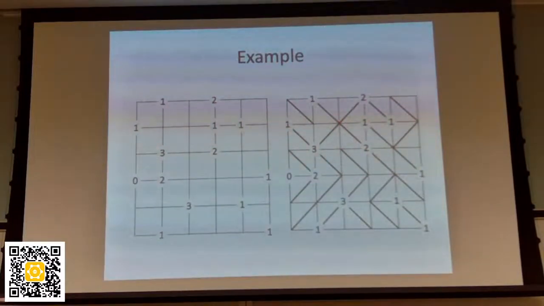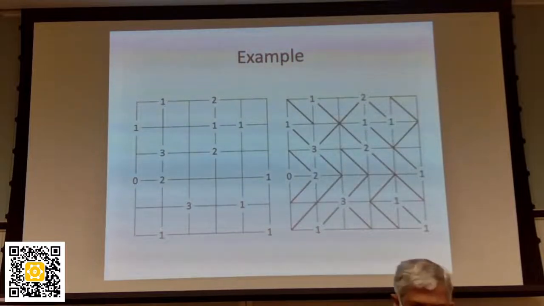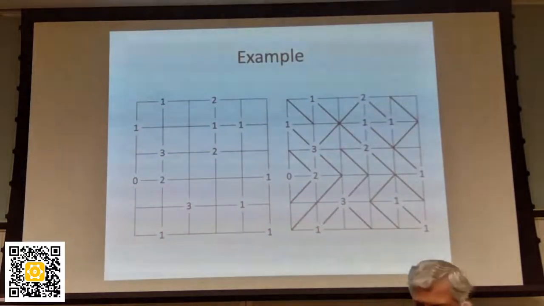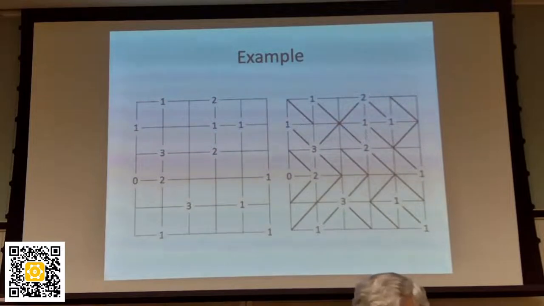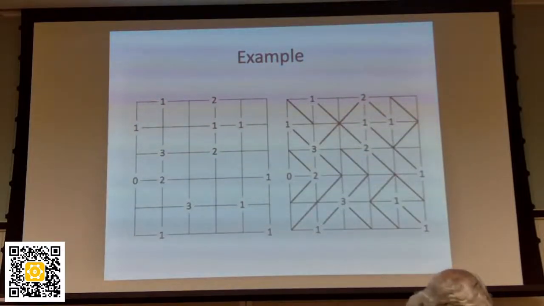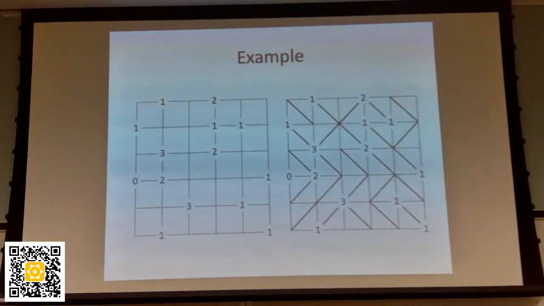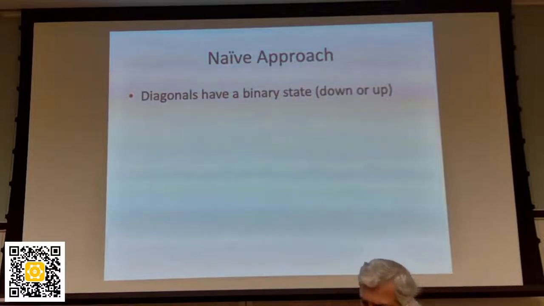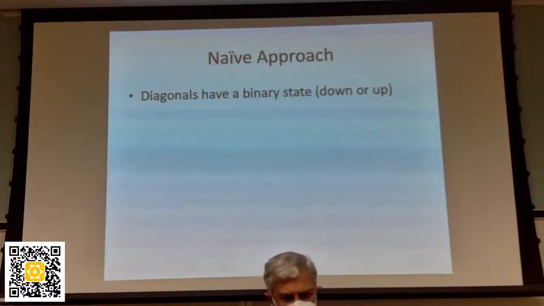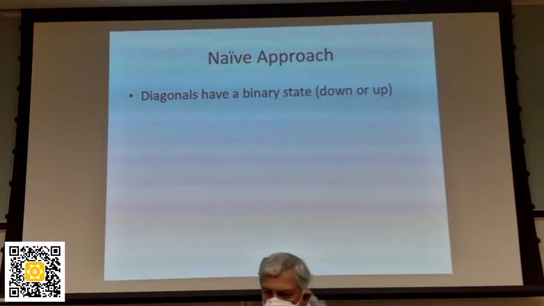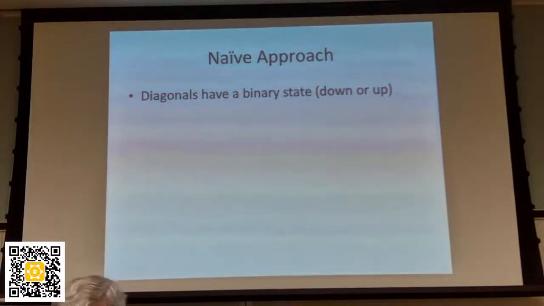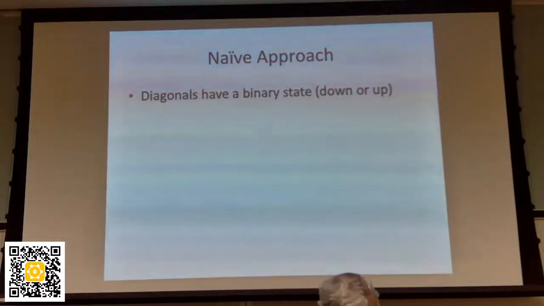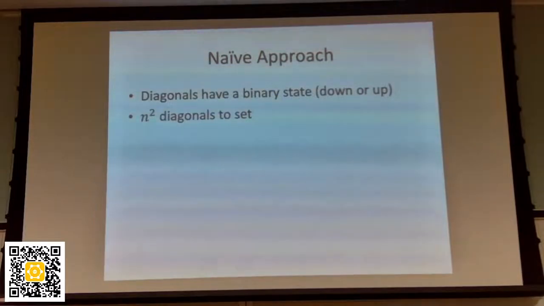That's right. So in fact, my next slide will tell you about this naive approach, and it's worthwhile to think about the naive approach so that you know what your baseline is. I've said this before, and you definitely should follow that. The naive approach is each diagonal has a binary state, either going up or going down. So that's like a 0-1 kind of thing, and you should be able to try every possible combination, theoretically. The reason that doesn't work is exactly what you just said, because there are n squared diagonals to set.